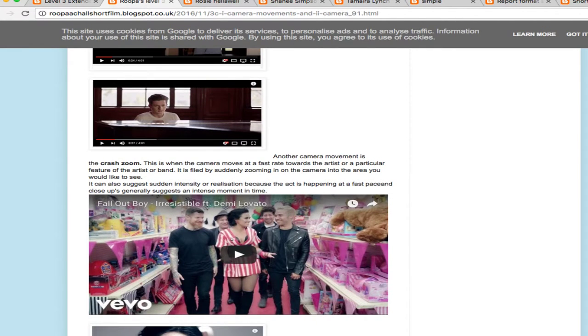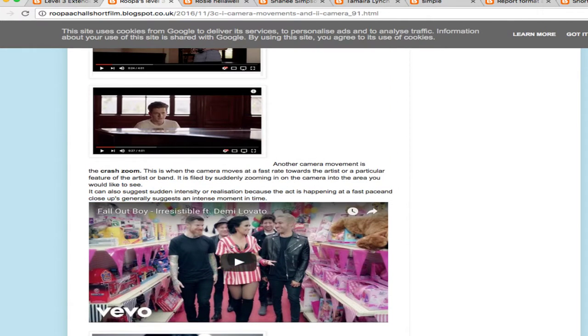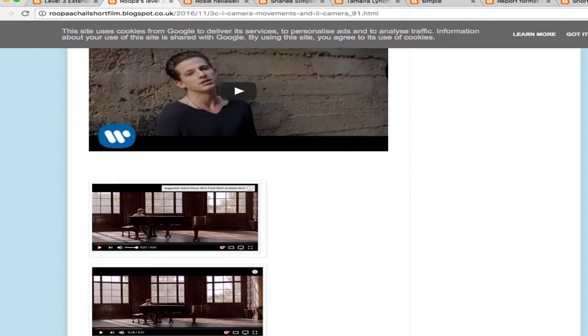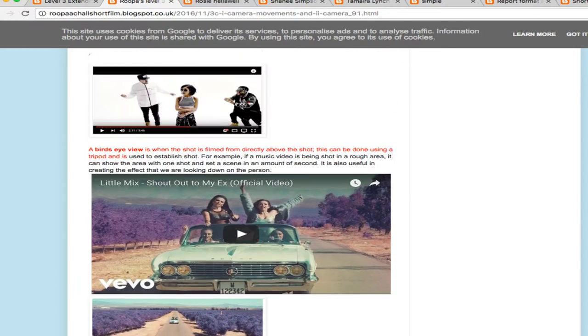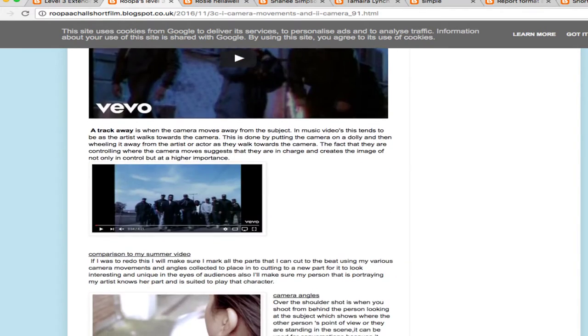The crash zoom that we discuss here, you've talked about what it is, intensity or revelation, or realization. Good. Okay, so what you could do now for the higher merit getting into the distinction is tell me about why this Fall Out Boy video uses it. Is it a convention, for example, of rock music videos to do that, as opposed to pop music videos, which maybe don't do that so much? So that would be how you take that forward.